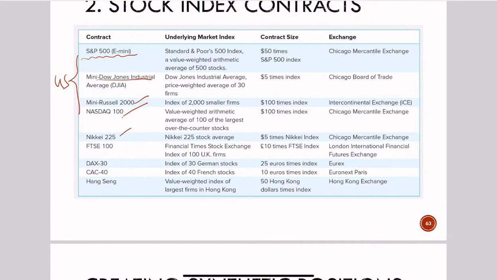And you have Nikkei 225. This is for Japan. And you have FTSE 100. This is for UK. You have DAX. This is for Germany. This is CAC 40. This is for France. And you have Hang Seng. Then this is for Hong Kong. Right? As I said, we would only talk about the futures contract on S&P 500. And we won't talk about how to trade this.